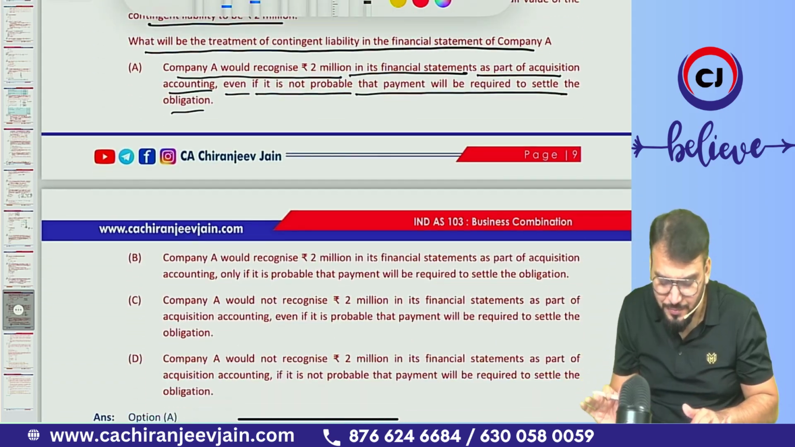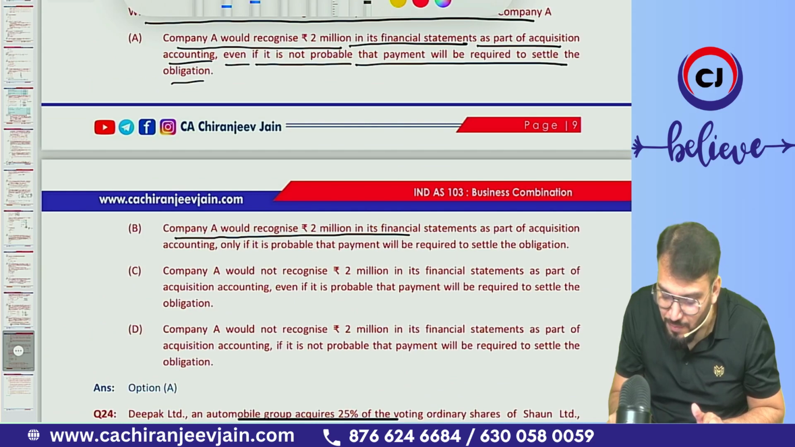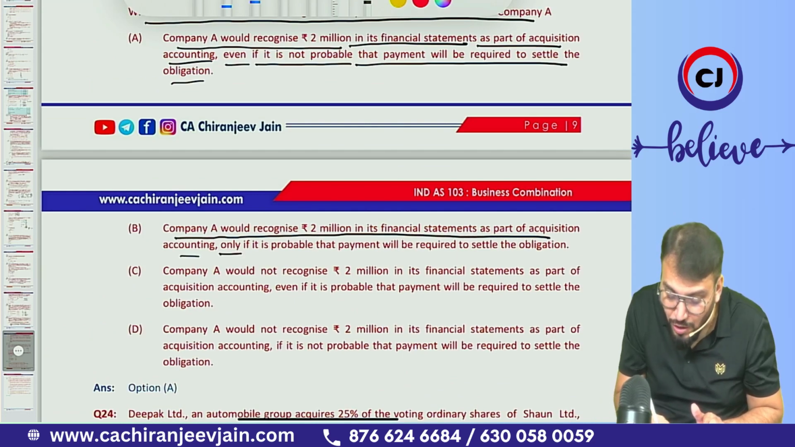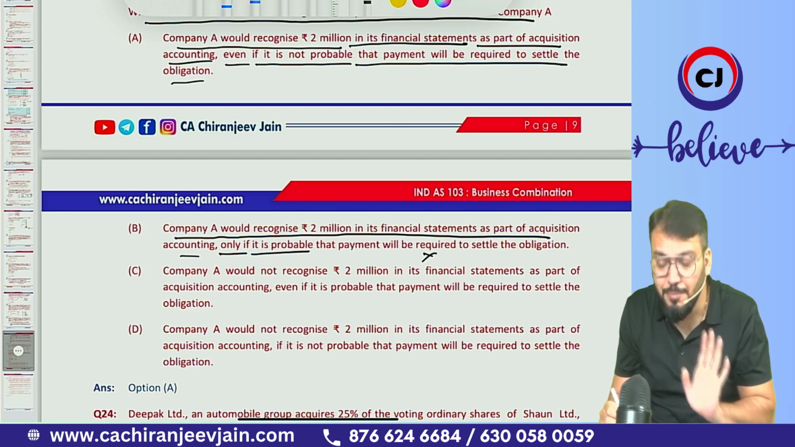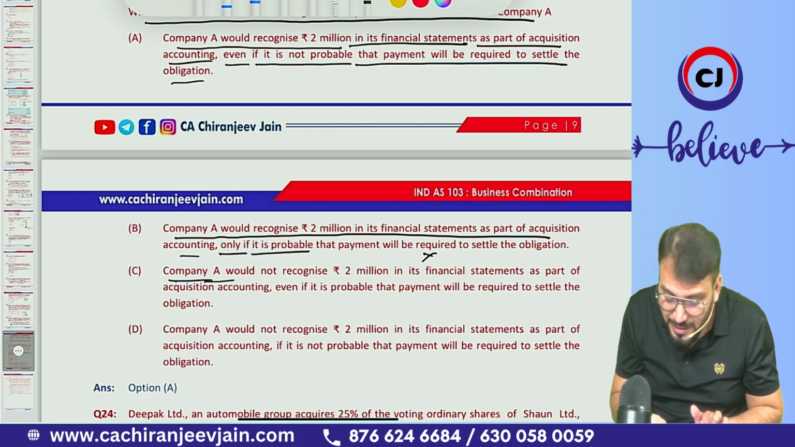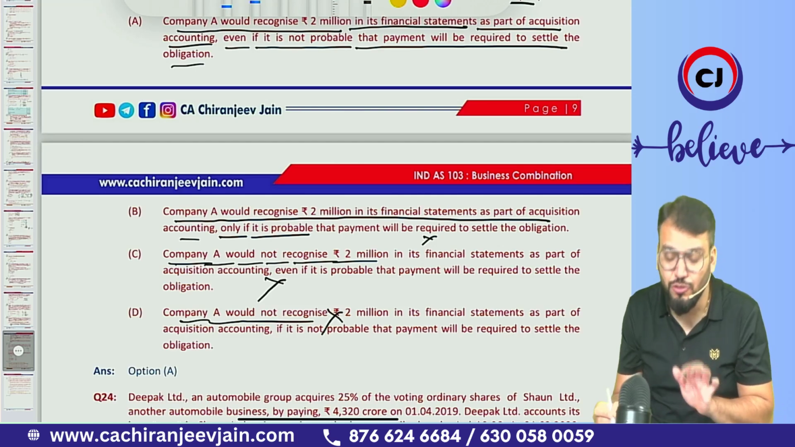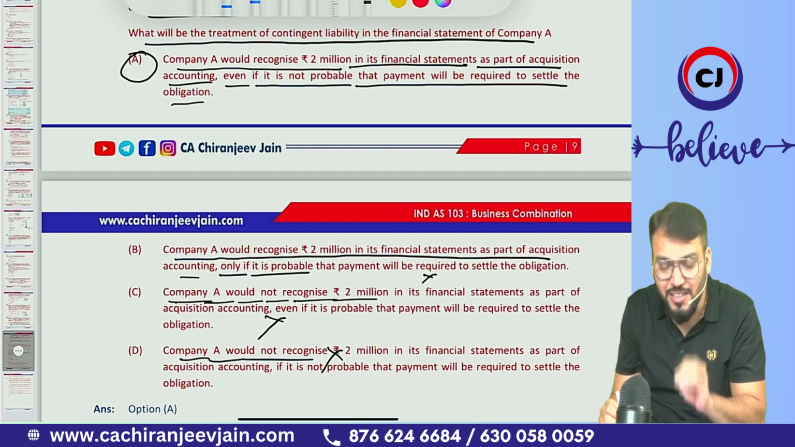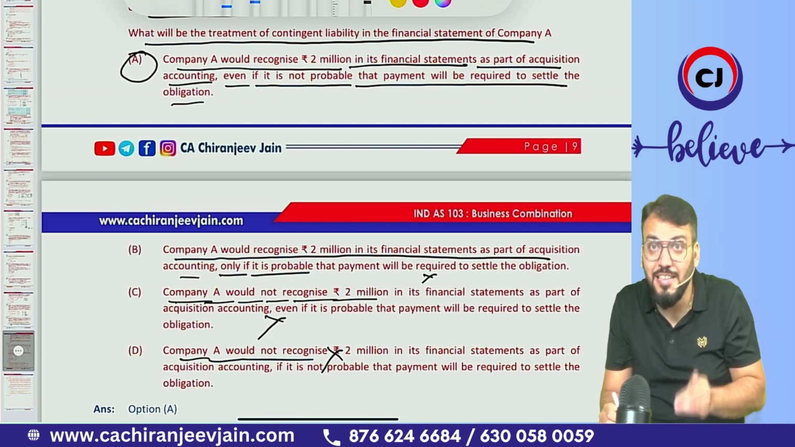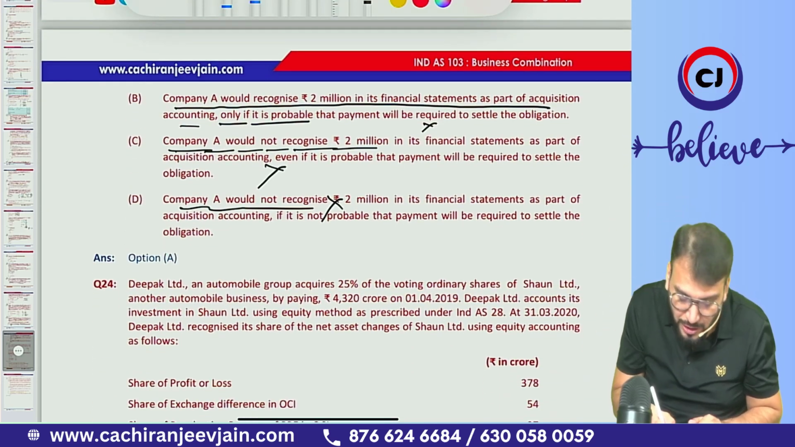This is the only correct one. Option A is correct, but read option B. Company will recognize 2 million in its financial statement as a part of acquisition only if it is probable. This is not correct. Even though it is not probable, it can be recognized. Company A would not recognize 2 million. This is also not correct. So option A is more perfect. Option A is correct. But if option A is given at the end, this becomes a dangerous question. Understood? Yes, sir. So option A is correct.